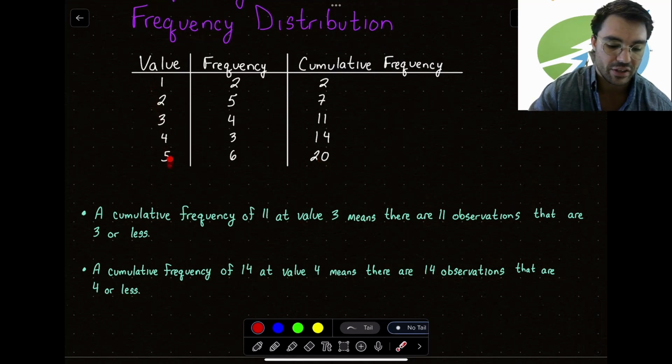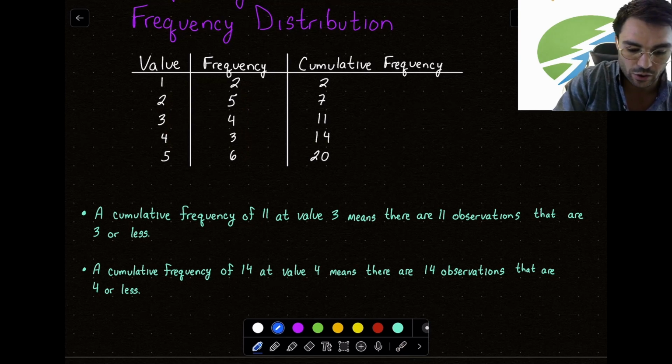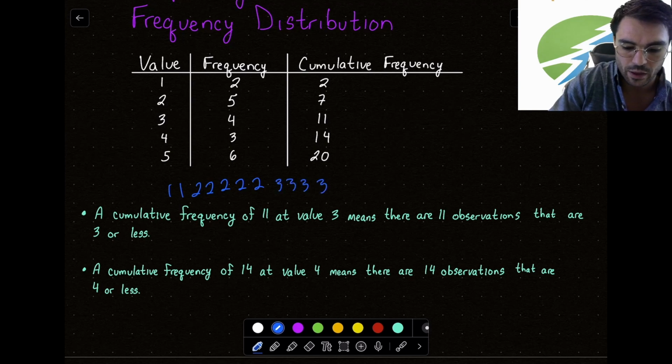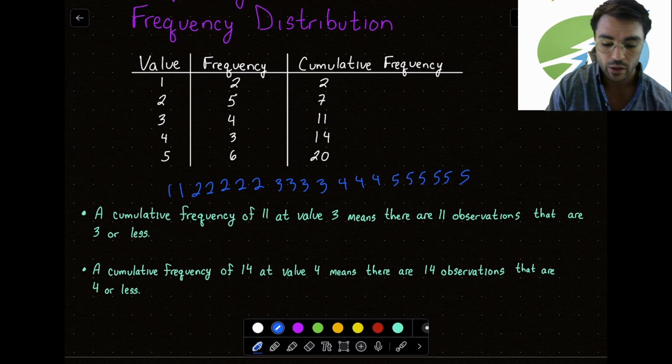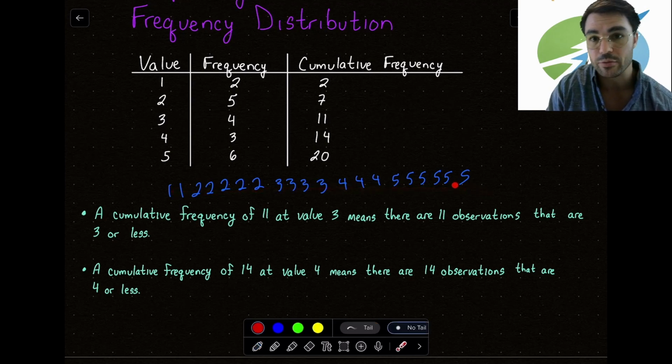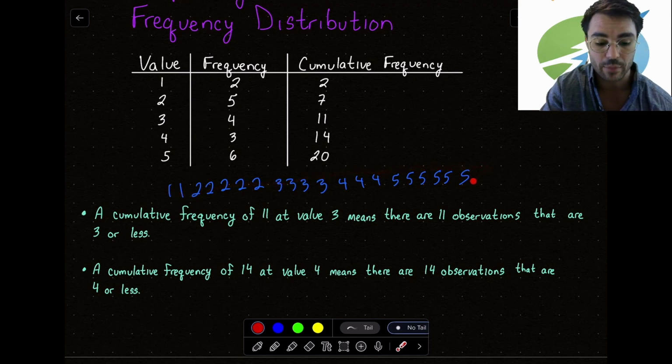If all of these were listed out with their frequencies, we could do that really quick just to show it. It should look something like 1, 1, 2, 2, 2, 2, 2, 3, 3, 3, 3, 4, 4, 4, and 5, 5, 5, 5, 5, 5. This should add up to 20 total observations. Counting: 1, 2, 3, up to 20. So we have 20 observations. Our cumulative frequency must add up to this.